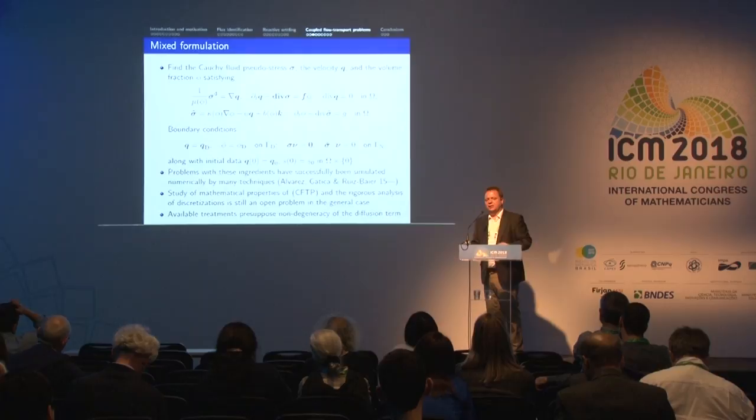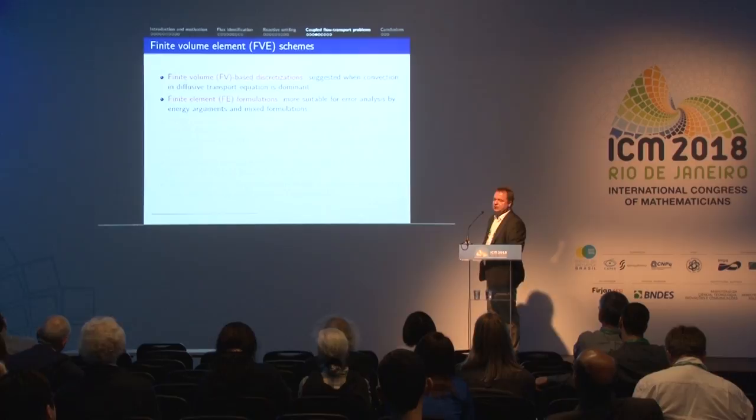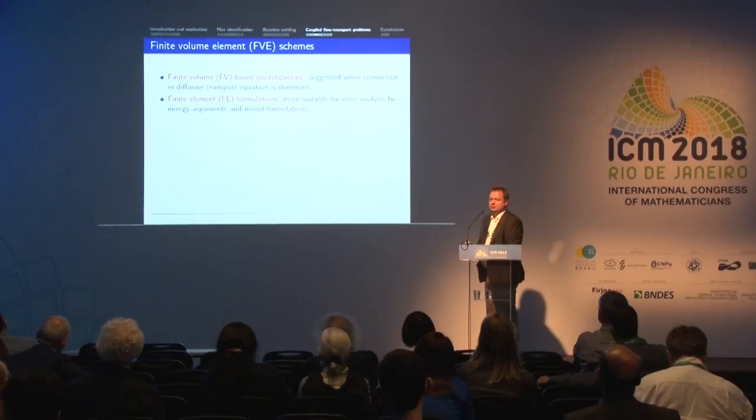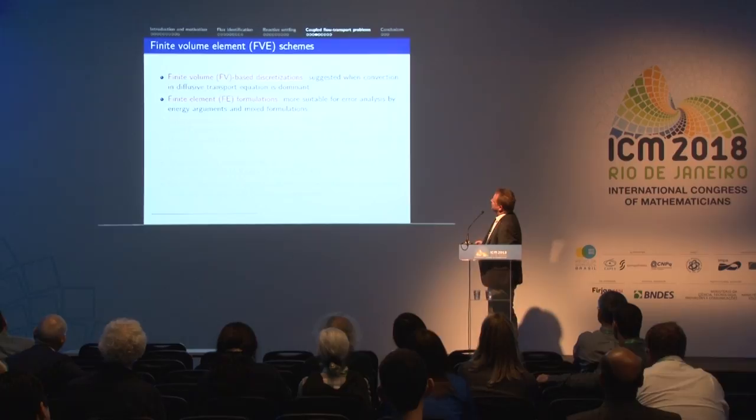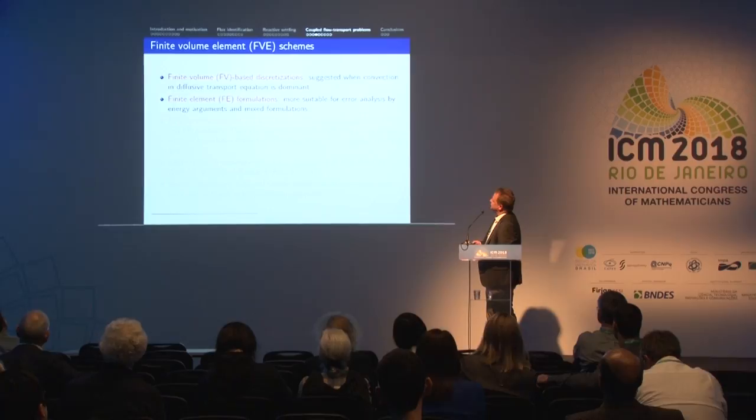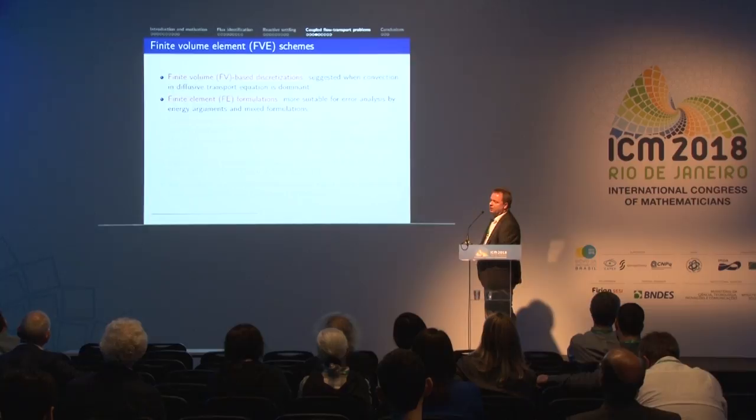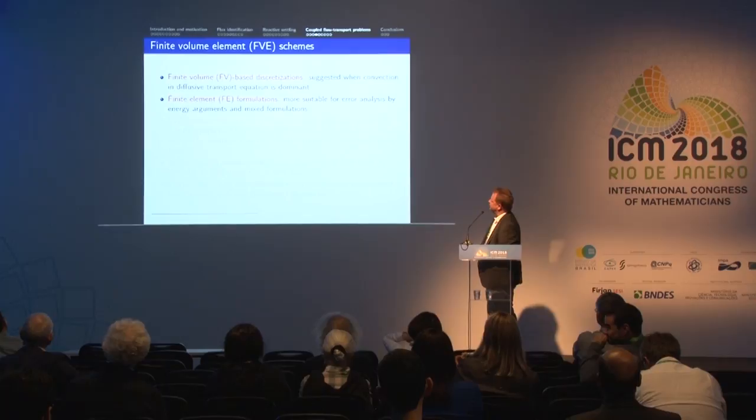Now, just a few remarks on the numerical schemes that I should say Ricardo has become an expert on. These are finite volume element schemes. So we would like to say that finite volume-based discretizations are indicated when the convection in the diffusive transport is dominant. Otherwise, we would like to use finite element formulations that are more suitable for error analysis.